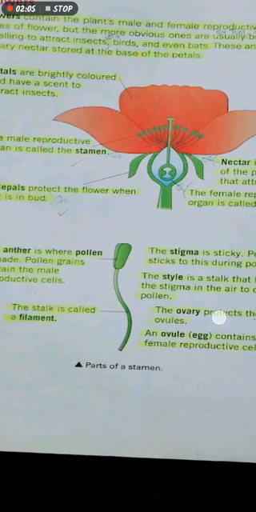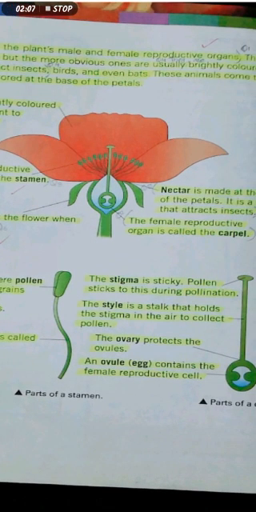Carpel, on the other hand, is made up of three parts: stigma, style, and ovary. Stigma is a sticky surface on the top of the pistil. It traps and holds the pollen during the process of pollination. The middle elongated part is the style. Style is a stalk that holds the stigma in the air to collect the pollen.